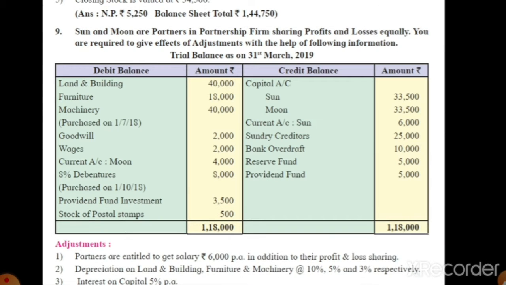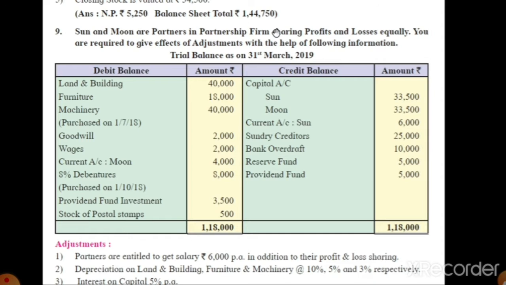Student, today we solve the ninth practice problem of the partnership final account. That problem is available on your textbook page number 61. Now first of all we just read that problem. Sun and Moon are the partners in a partnership firm sharing the profits and losses equally. You are required to give the effect of adjustment with the help of the following information.